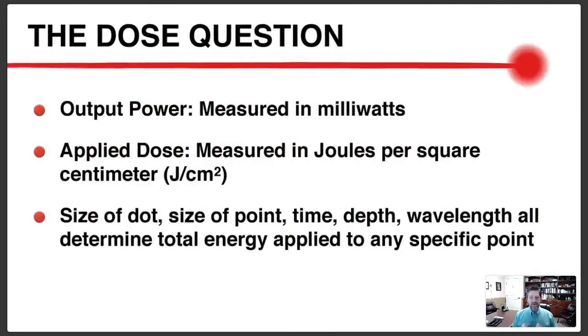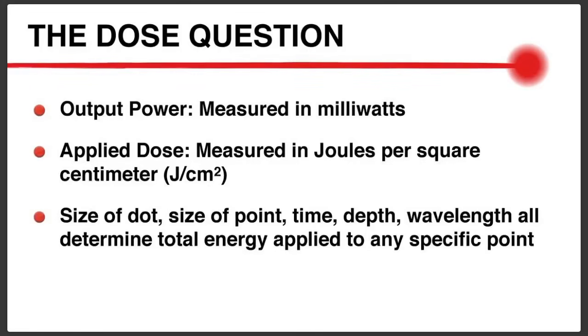So let's talk a little bit about dosing and how much power you have to put into a particular point in order to be effective. So output power of lasers is measured in milliwatts. Milli means a thousandth, so thousandths of a watt. If you have a 5 milliwatt laser, it's 5 thousandths of a watt.